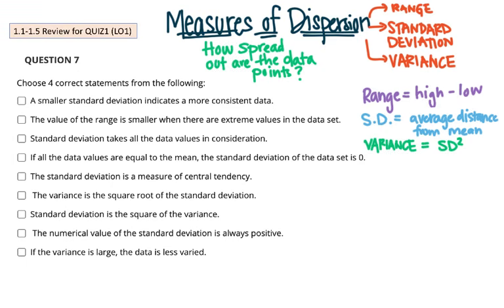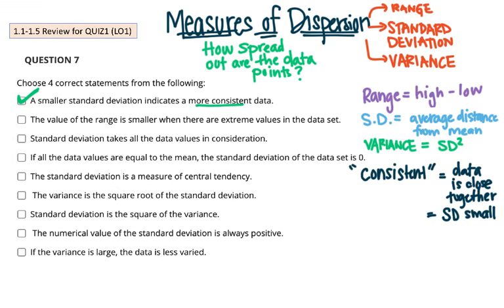So let's look at the statements and we'll go through them one by one. A smaller standard deviation indicates more consistent data. That is true. So a smaller standard deviation means the distance away from the mean is small. It means the data is close together, which is called consistent.